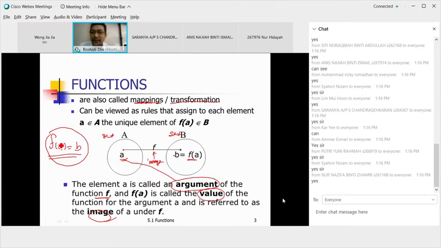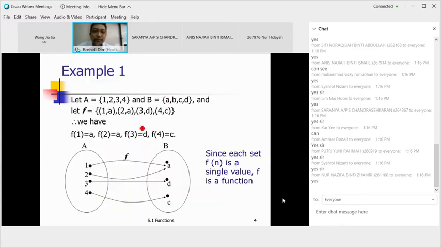Okay. So for this class, the differences between relation and function: for a function we write based on this formula and we put F here, not R.